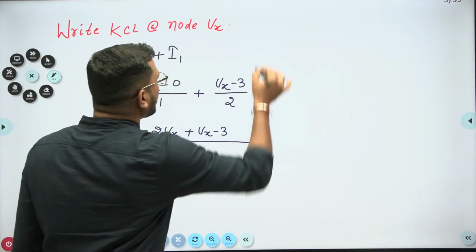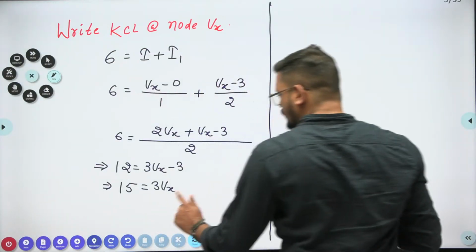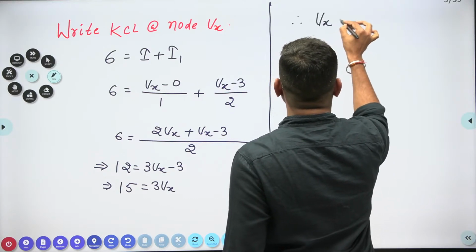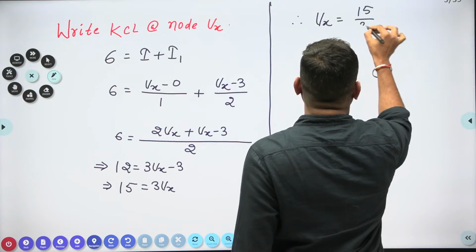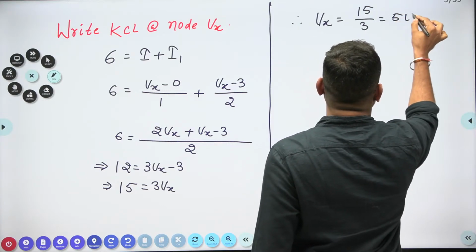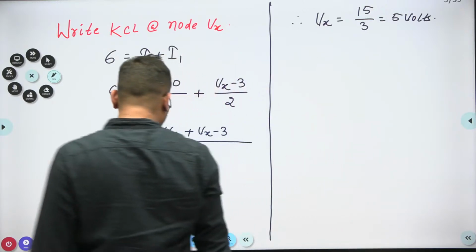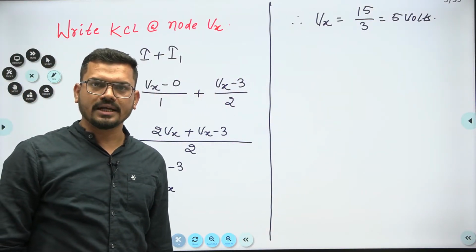Okay. So now, therefore Vx is equal to how much, guys? This is 15 by 3, which is equal to 5 volts, guys. Is it clear? Yes or no? Is it correct? Just respond, please. Is it clear to all? Yes or no? Respond, please.